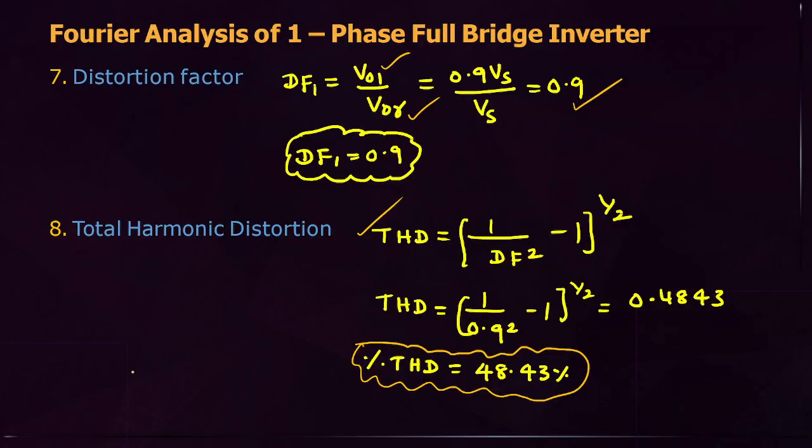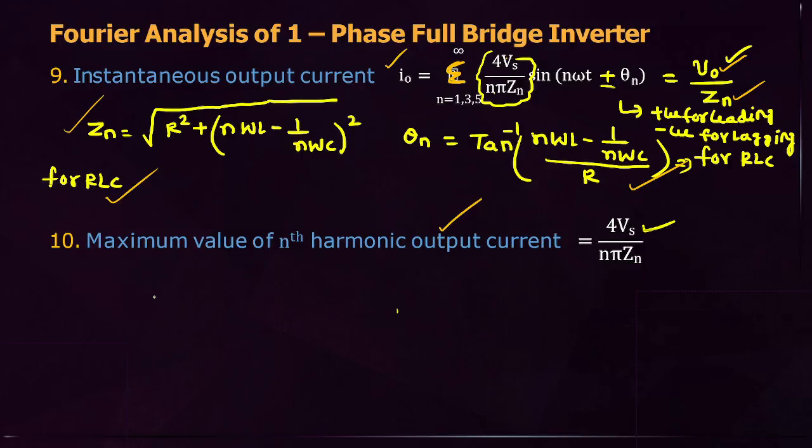What is the distortion factor? Distortion factor equals V01 by V0 RMS. For all these, single phase full bridge inverter, distortion factor equals 0.9. What is the total harmonic distortion of single phase full bridge inverter? 48.43%. Up to now I calculated voltages.